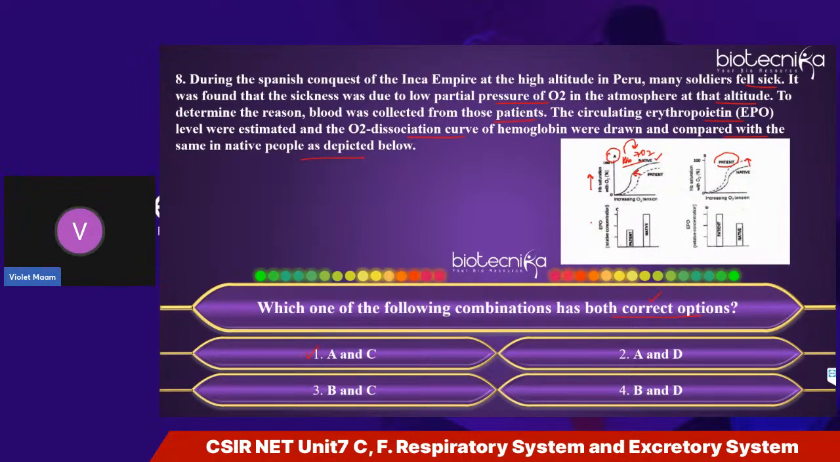And when you compare EPO, erythropoietin, if it is released, what happens? RBC production increases, right? So the acclimatized person will already have a higher level of EPO. They are already well adjusted, so their RBC levels will be high. That is why C will also be correct. So A and C will be the right answer over here.